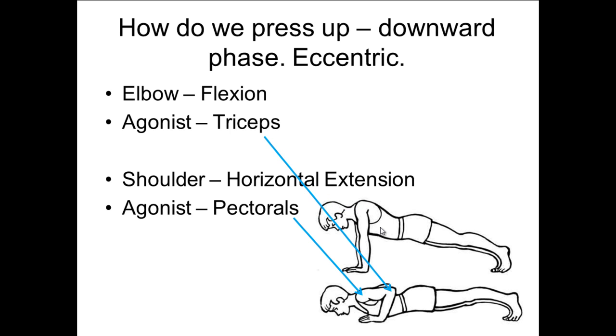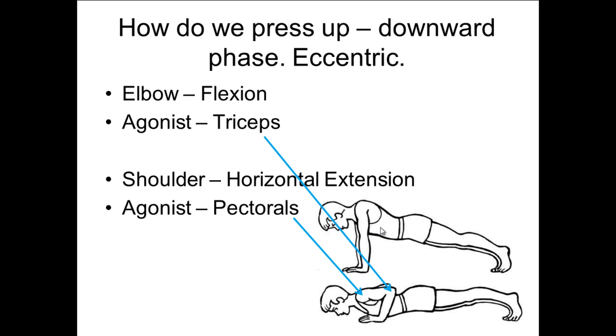On the downward phase it's slightly different. If you think about the squat, when you're going downwards you're working against gravity, and this is exactly the same on the downward phase of a press-up, so we can think of the contraction being eccentric. As you go downwards, the elbow is under flexion. Normally when the elbow is under flexion we think of that being controlled by the bicep, but because you're working against gravity here, the main agonist is the tricep.